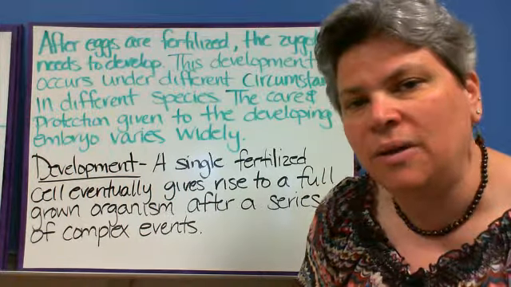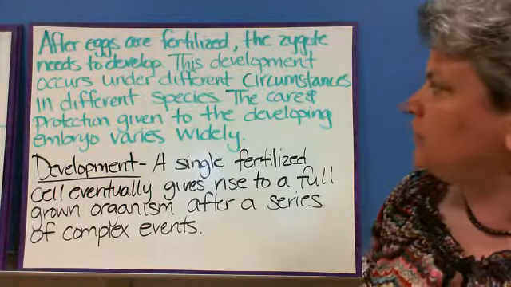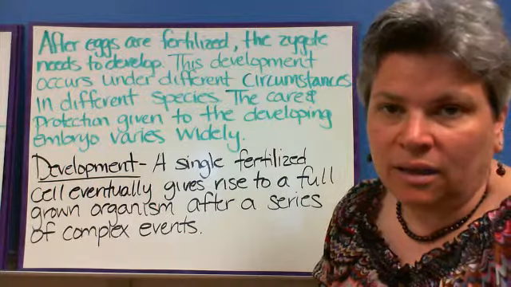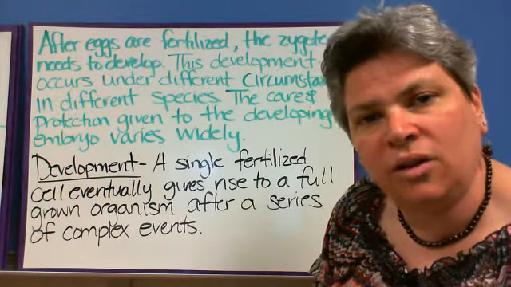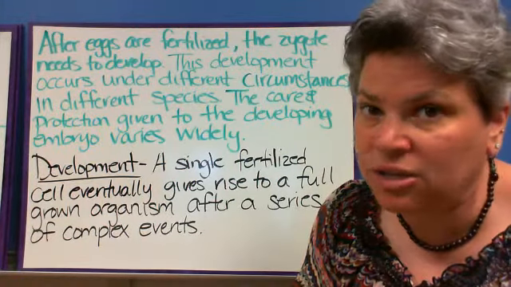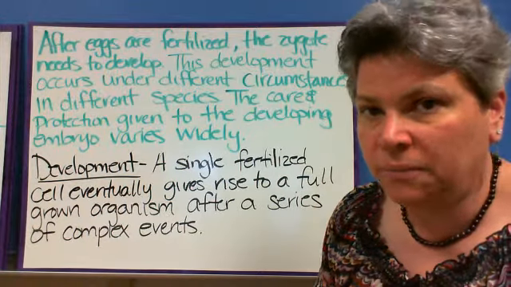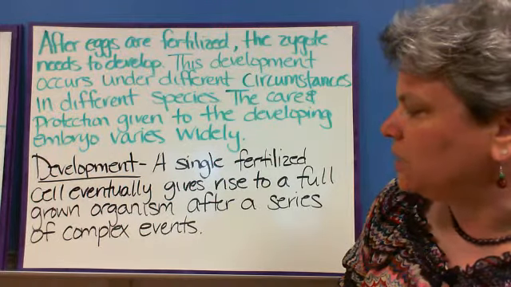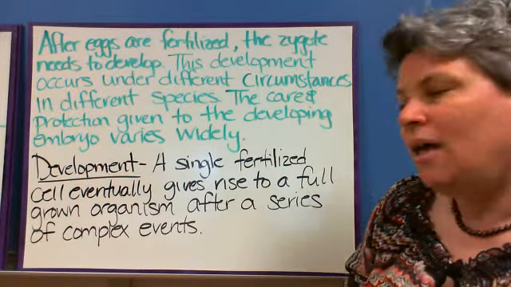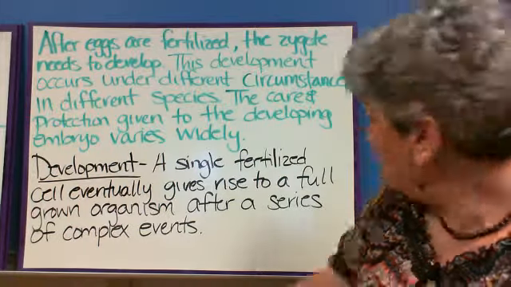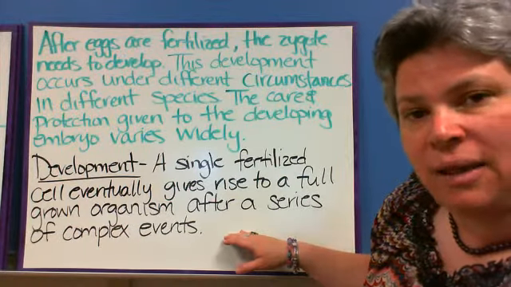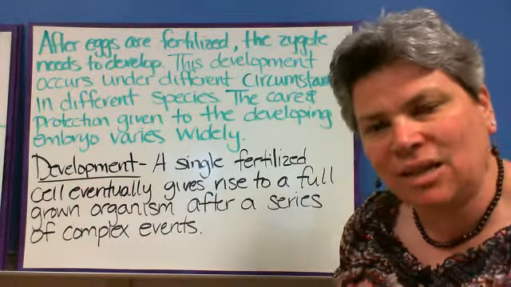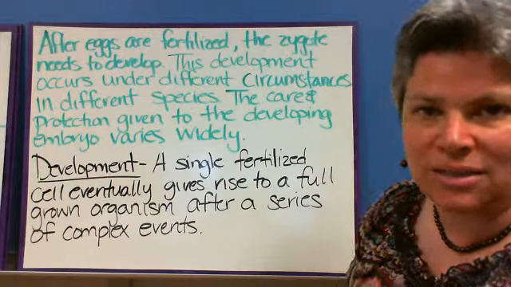So for each organism, they're all undergoing development a little bit differently. The care and protection given to the developing embryo varies widely. It just depends on which one they're falling into as to whether they're getting a lot of protection and care from the parent or if there's very little. And so what is development? Development is when a single fertilized cell eventually gives rise to a full-grown organism after a series of complex events. There's a lot of things that need to take place before that cell actually becomes the organism. And that process that they're undergoing is what we refer to as development.